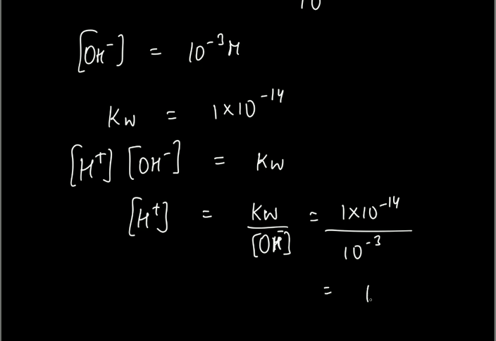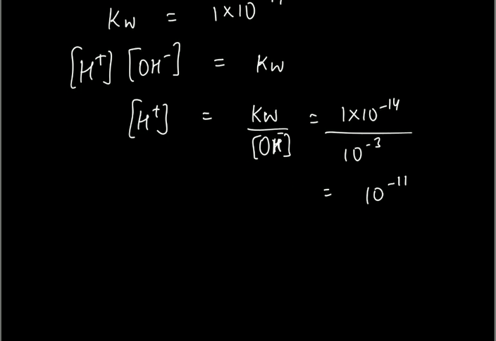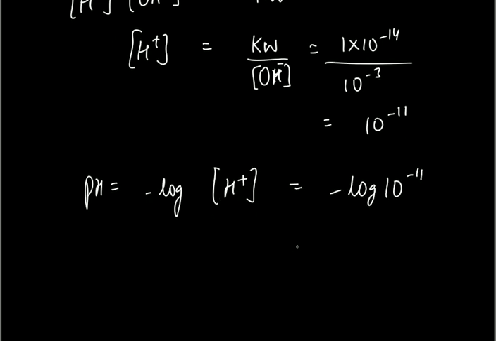So we will get 10 to the power minus 11, since 14 minus 3 is 11. Then we come to pH, which is minus log of H positive ion concentration, minus log of 10 to the power minus 11. So this will be equal to 11 only. I'm not writing it again. Minus will cancel, it will become plus, and log 10 value is 1.